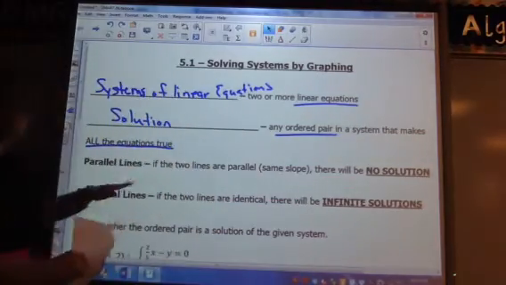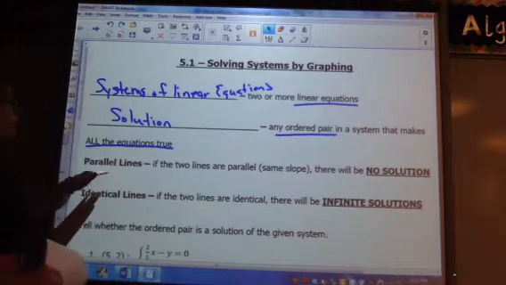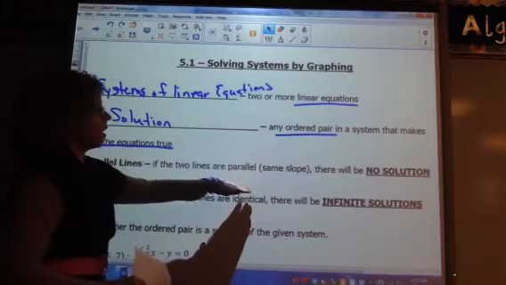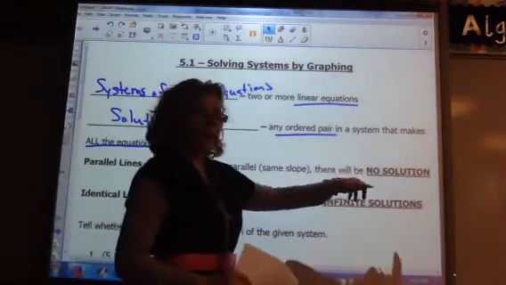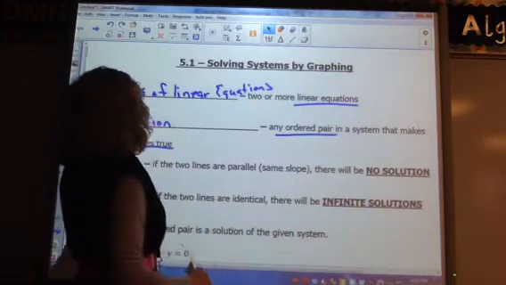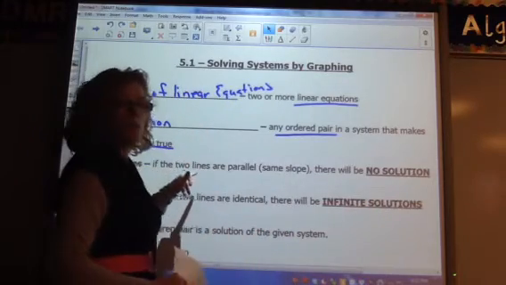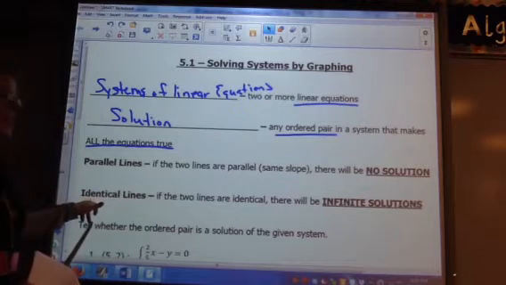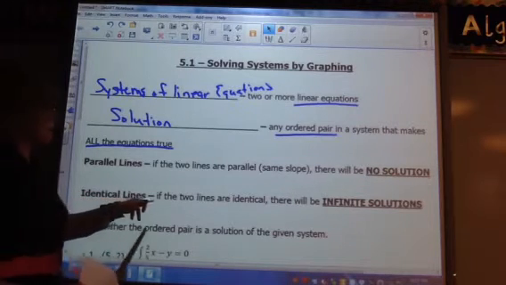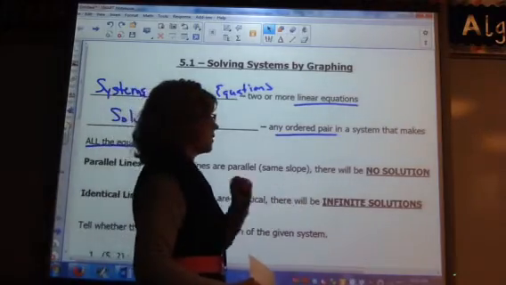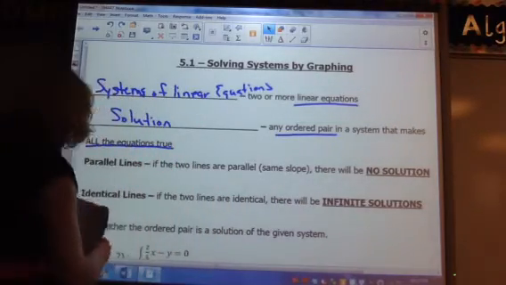So, what happens if we have parallel lines? Do parallel lines ever intersect? They do not. They have the same slope. Well, if they never intersect, class, there's no solution. So there's no solution to the system of linear equations if those lines are parallel. Now, what if they're identical lines? They're the exact same line. That means that they intersect in every single point on that line, and there's an infinite number of solutions.